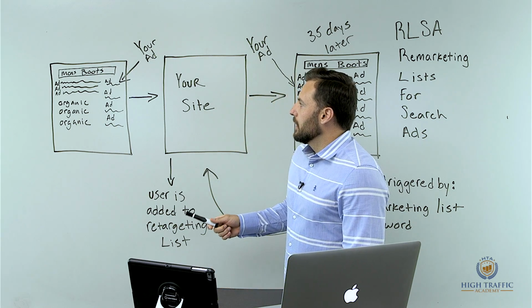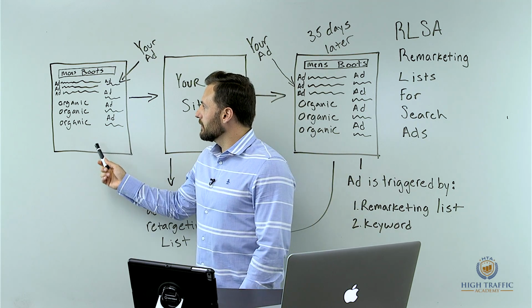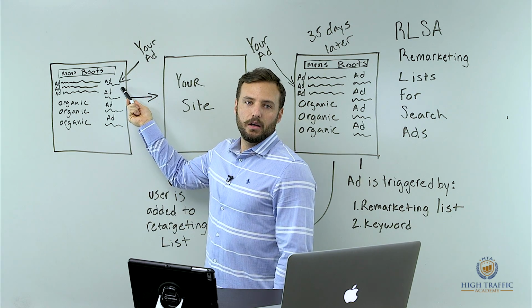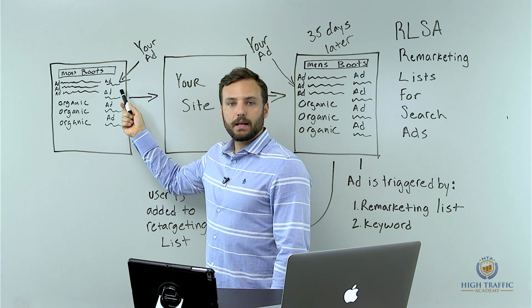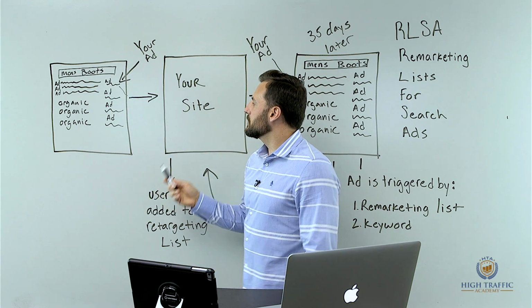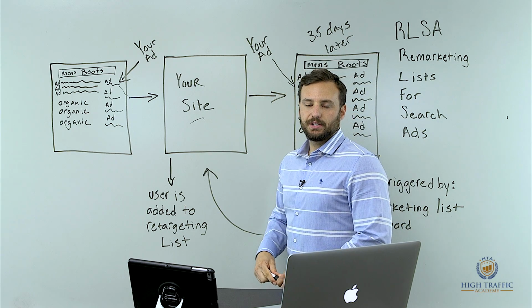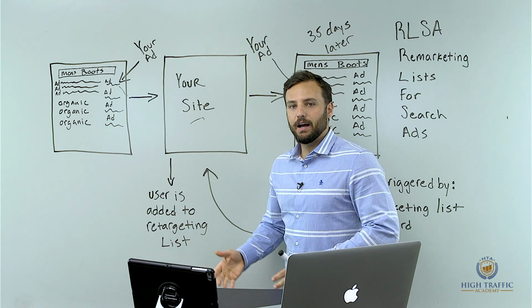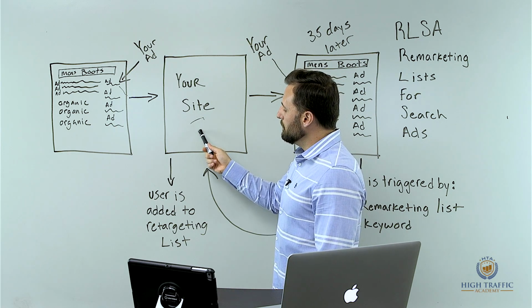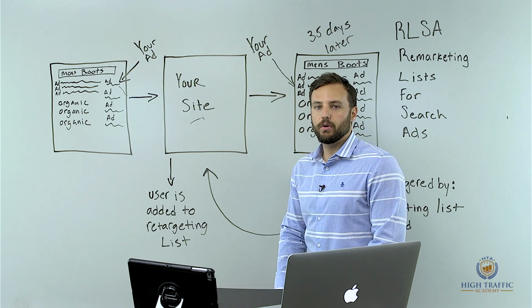So assume that this is a Google search results page, and a user came in and searched for men's boots. And you had an ad over here because you're running pay-per-click advertising in Google AdWords. And this user clicked on your ad, which then took them to your site. Once this user hits your site, if you have remarketing set up correctly, which we're going to go through and show you how to set all of that up, this user would then be added to a retargeting list in your remarketing campaign for AdWords.